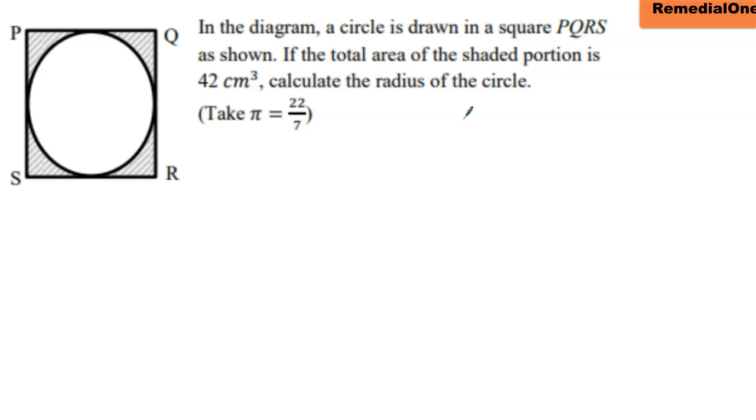Don't go and use your eyes and say, oh, this is longer than that. No, they are telling you that it's a square. So this is a square. And the total area of the shaded region is given. Calculate the radius of the circle. So first of all, we need to know how we can find the area of the shaded region.